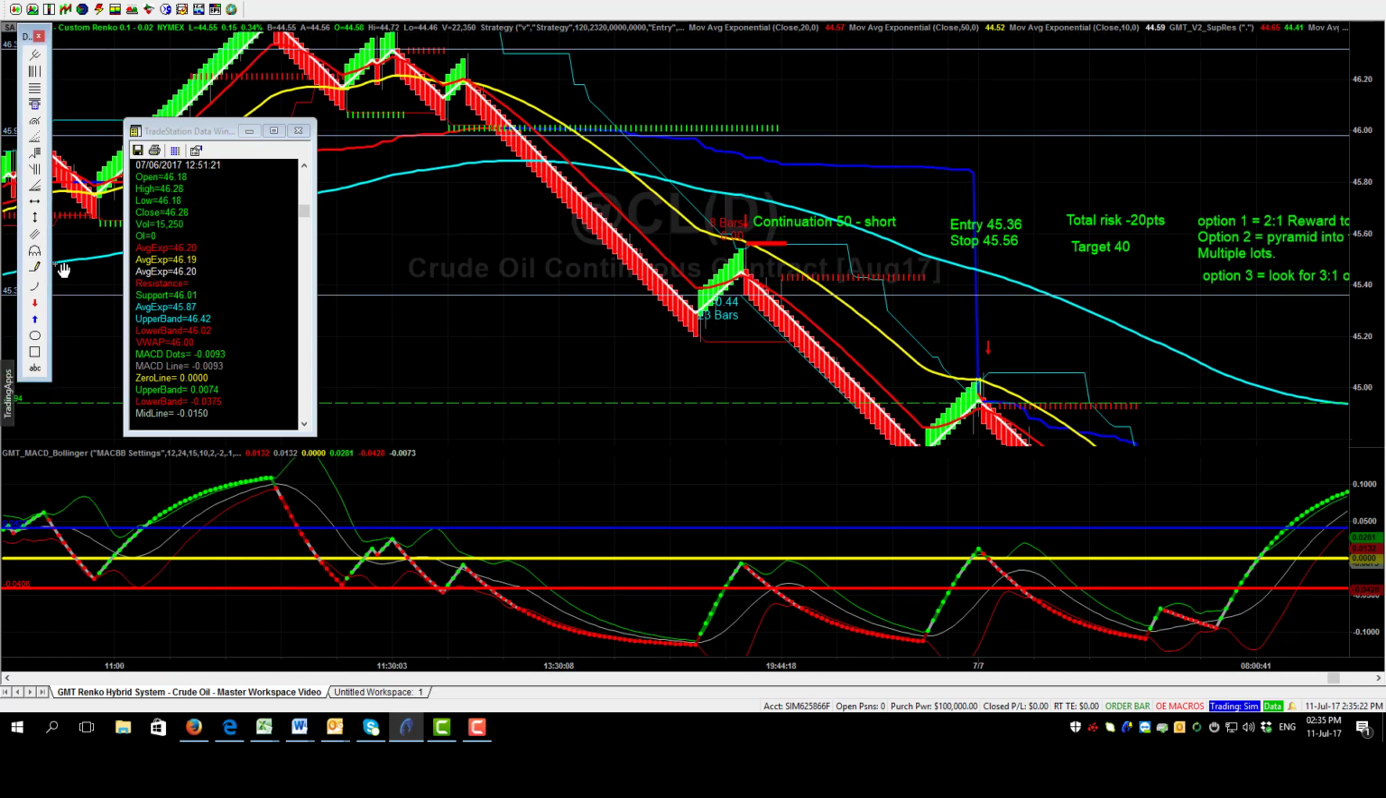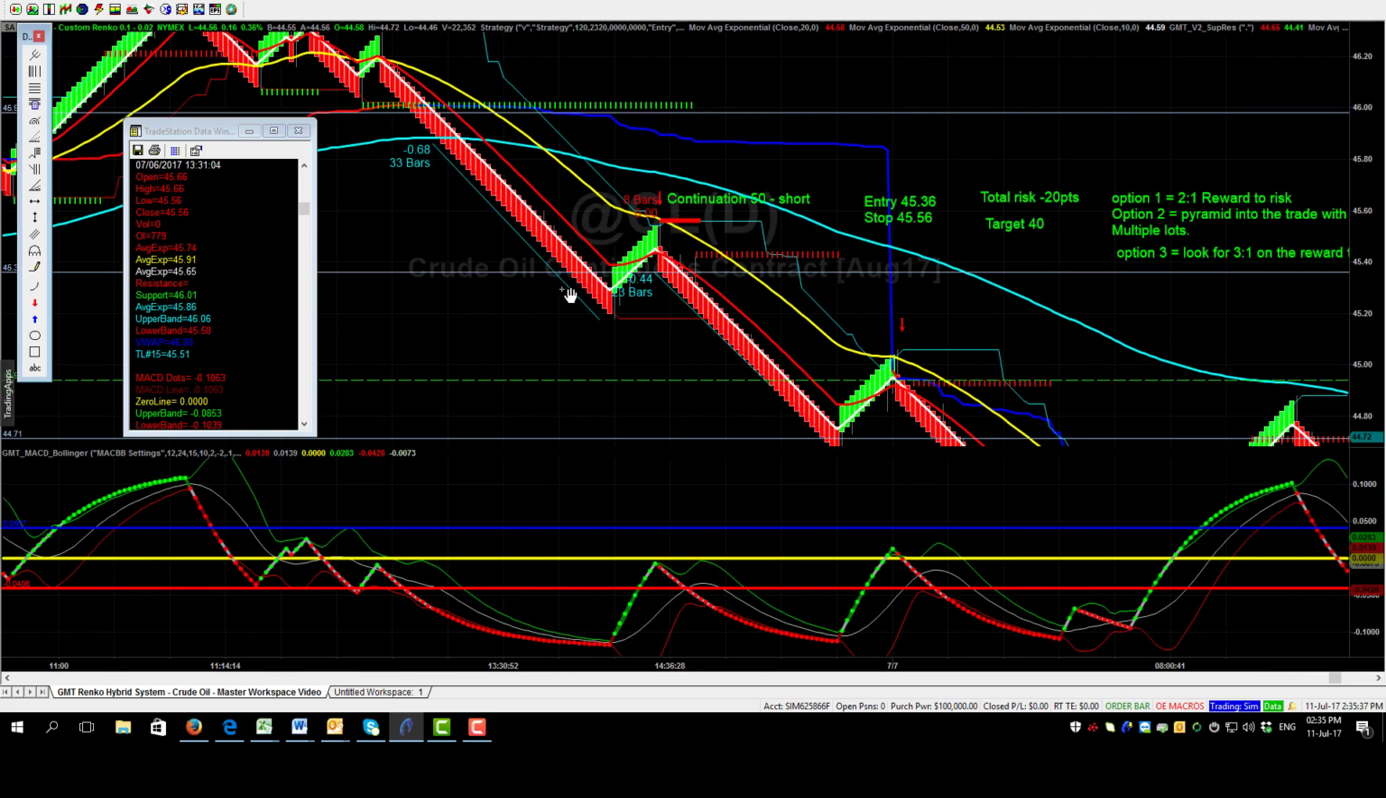If we draw the line here, we've got more than 67 points, almost 68 points, as far as the move, and that establishes the minimum move before we look at taking a continuation trade, because we want to establish that there's actually a new trend forming. We also have the 20, the 50, and the 200 stacking up nicely.